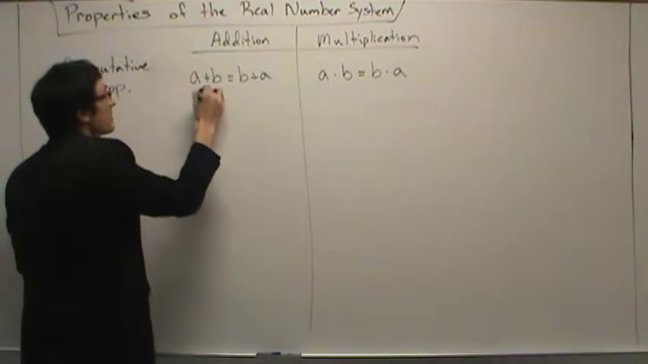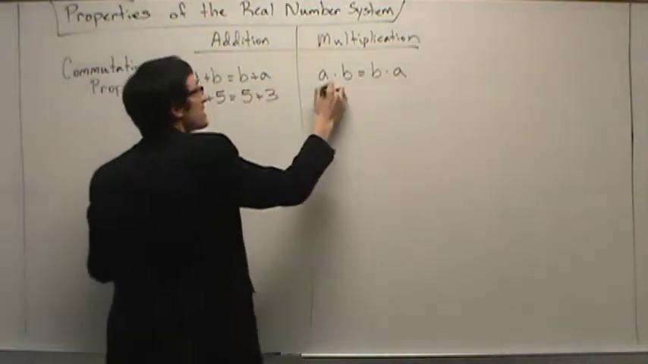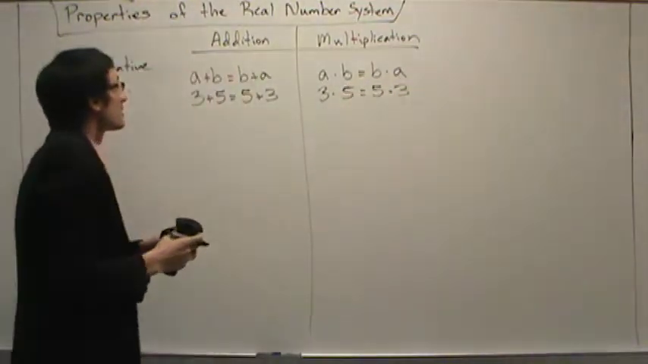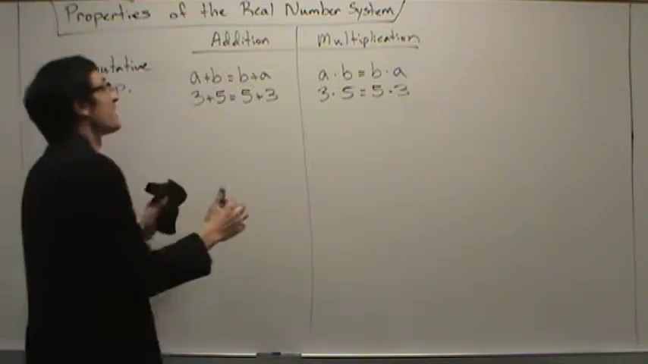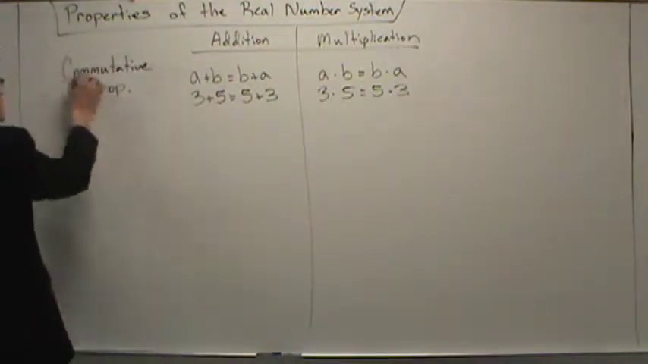Let's put numbers in. So maybe 3 plus 5 is the same as what? 5 plus 3, which is obvious. 3 times 5 is the same as what? 5 times 3. Okay, big deal. What is this saying? Okay, so 3 times 5 is 15, 5 times 3 is 15. We know this.